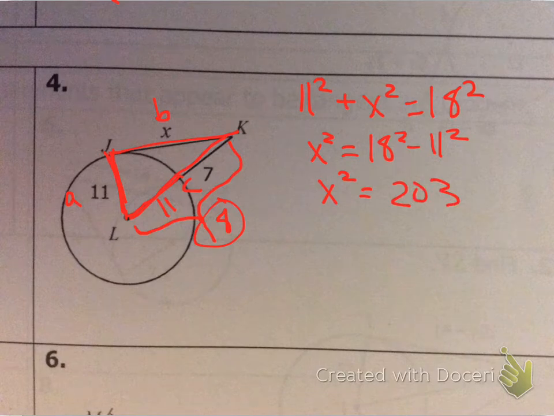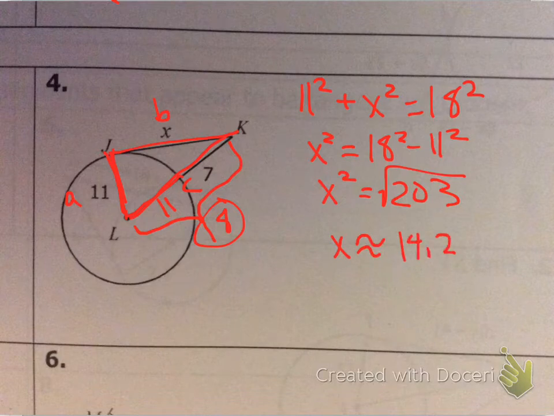And then if you take the square root of that, you should get about 14.2. Okay, rounding it off and so on and so forth. So again, the idea here is that we use the different types of Pythagorean theorem to make sure we can get the sides and go from there.